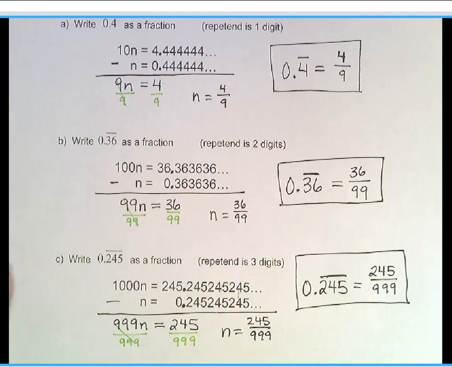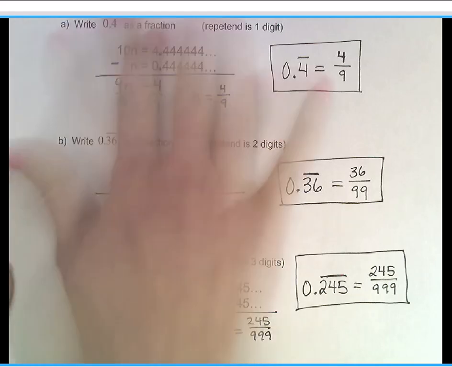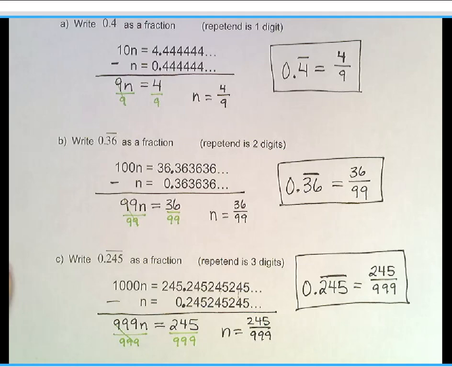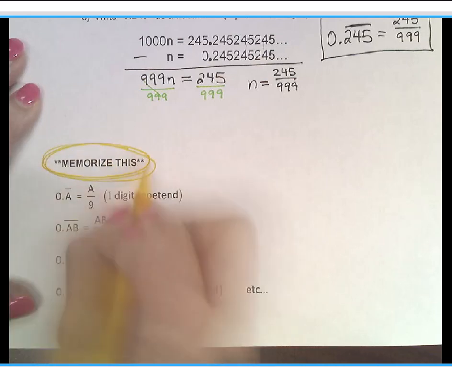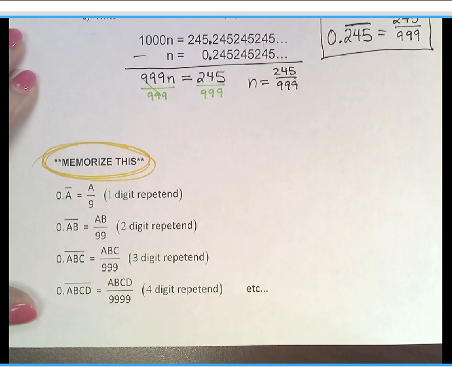So once you know the pattern and you memorize the pattern, you don't have to do any of this math anymore. You can just go straight to the pattern. So this is absolutely something that you want to memorize for sure. I always test on it.